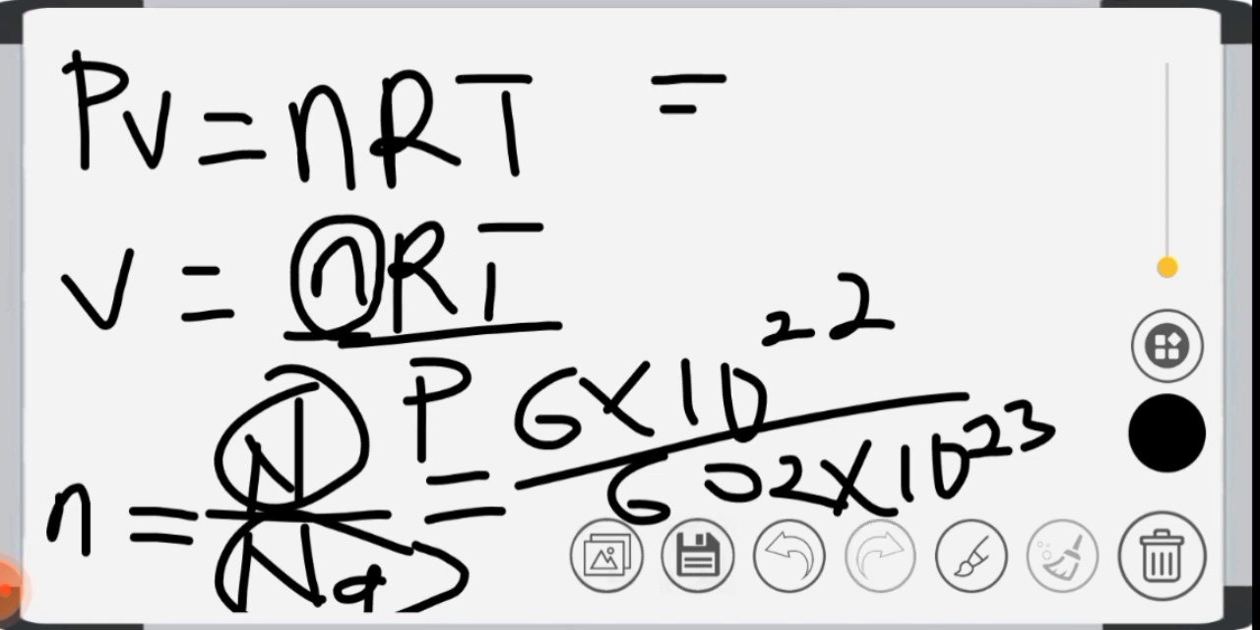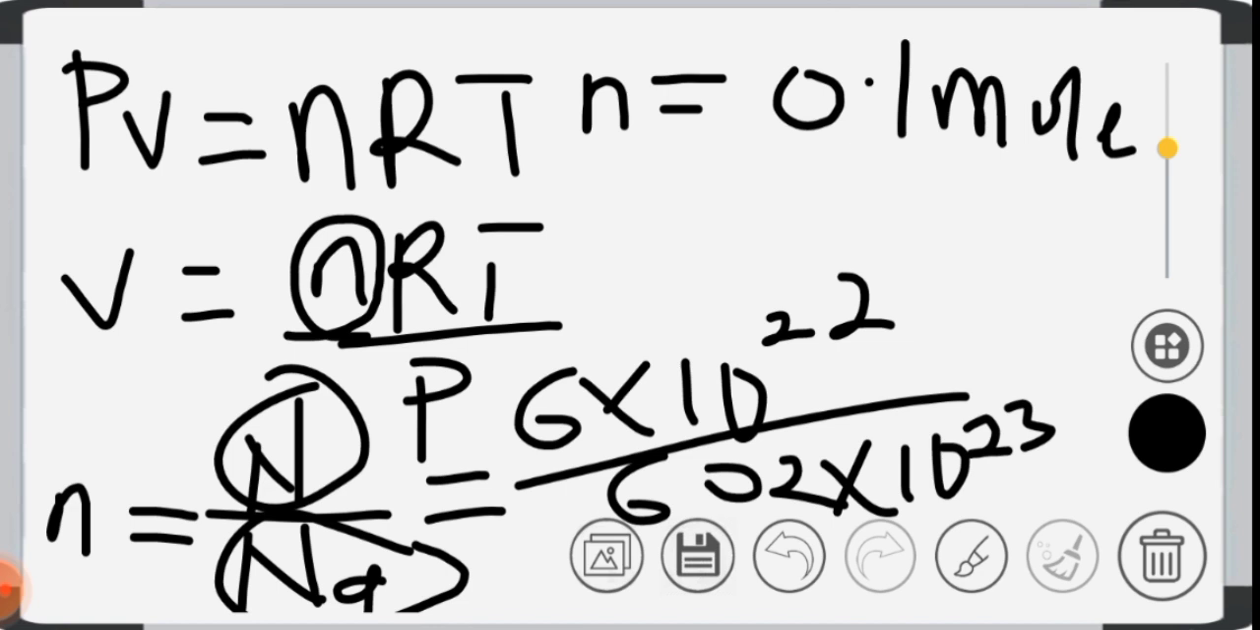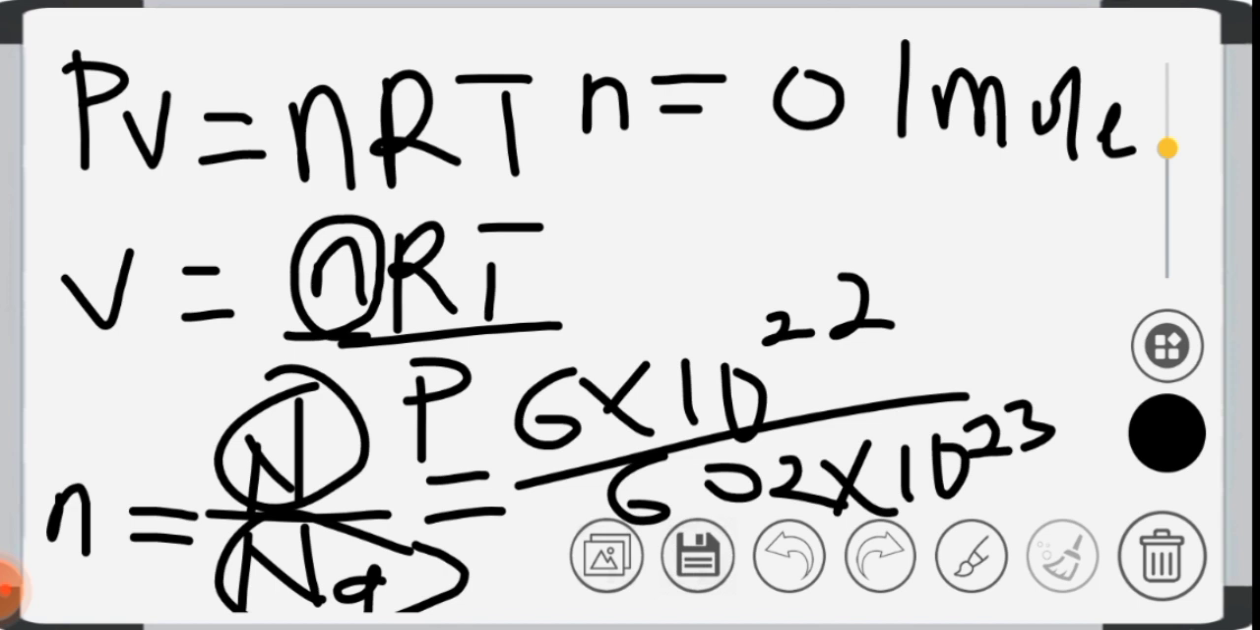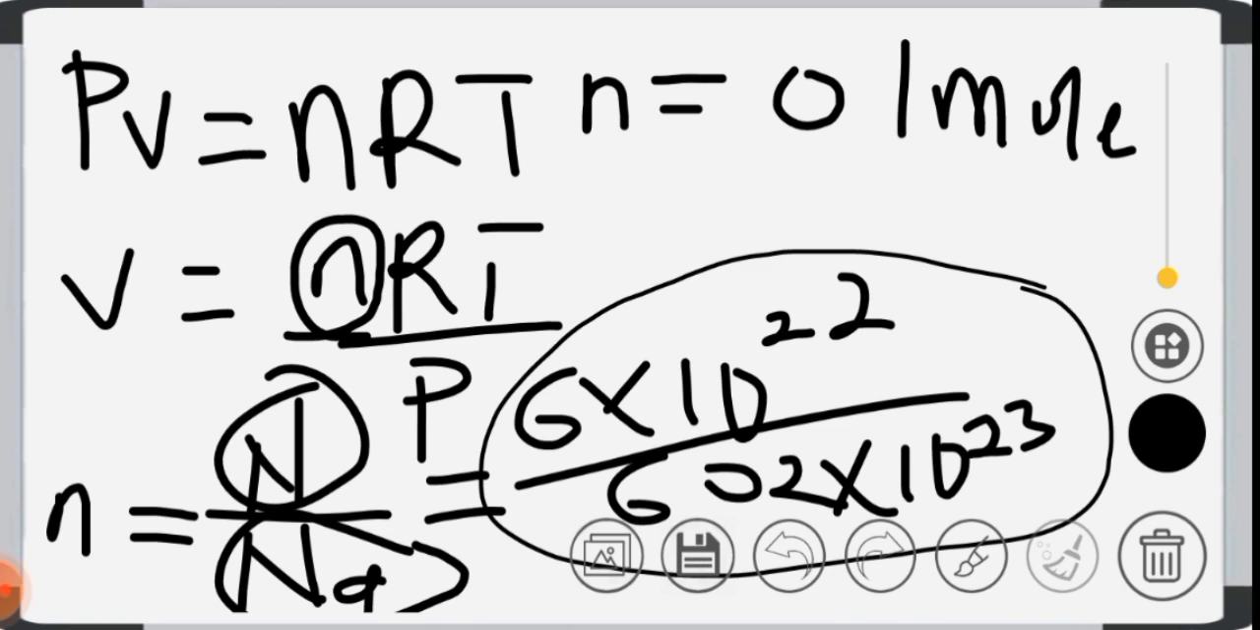So if you run this, you are going to have a very good answer for number of moles. That will give us the number of moles to be 0.1 moles. So we solve this out and I'm going to have 0.1 moles. So we now have the number of moles to be 0.1 moles. So that's already good.